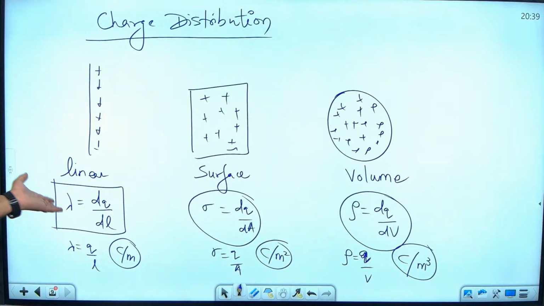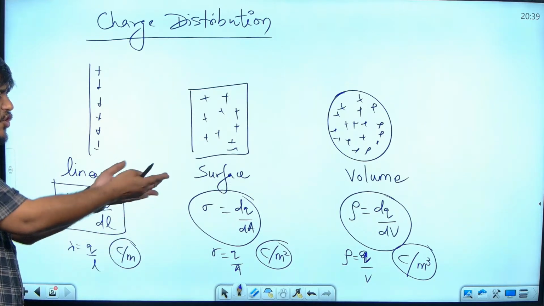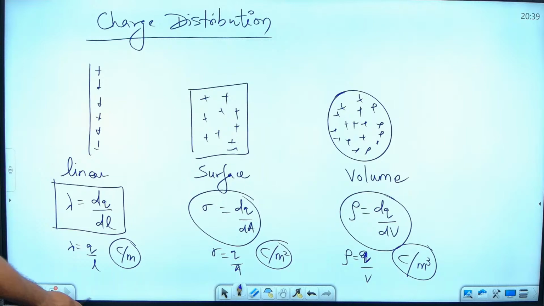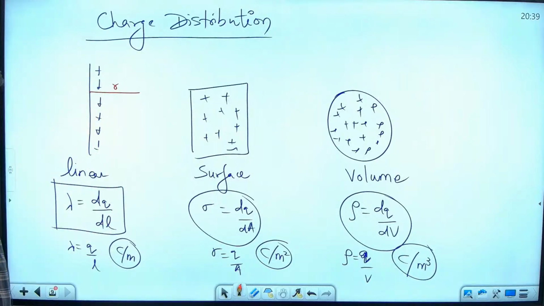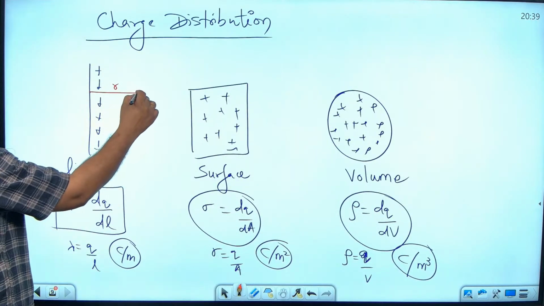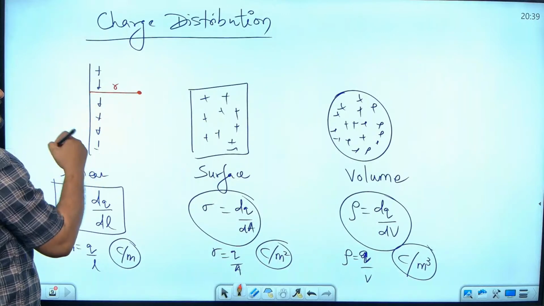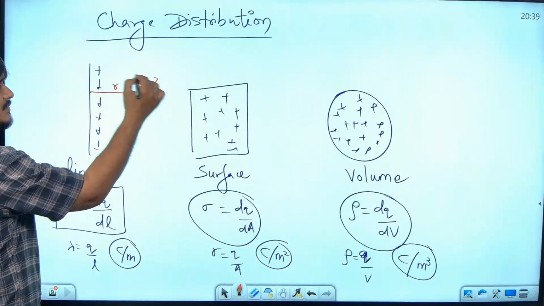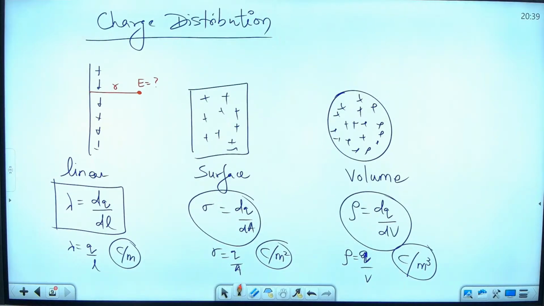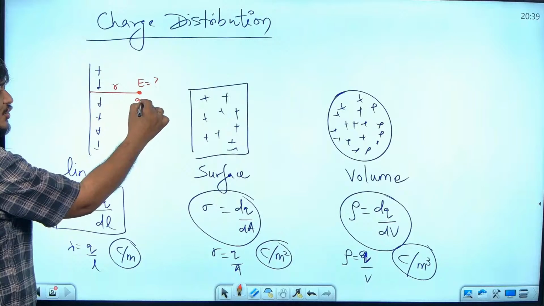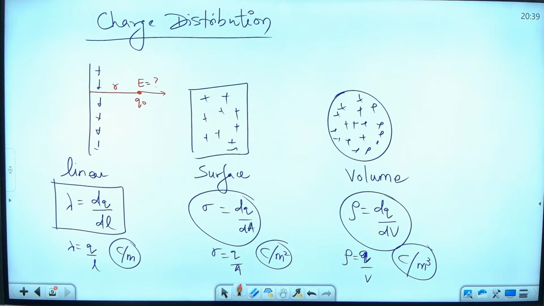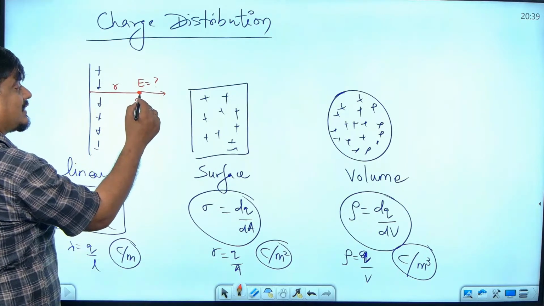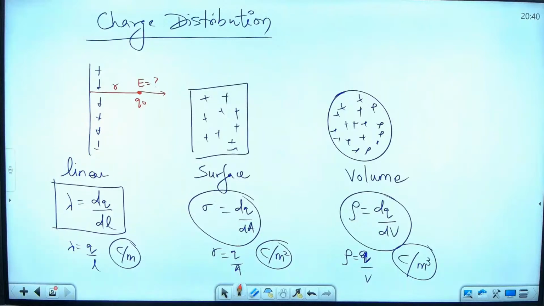Now you may ask why you have taught like this. You can write simply q by L, q by A, q by V. No. See, sometimes what they will tell, please pay attention guys. Sometimes they will tell, if you go some r distance away from it, what is the electric field at this point? Now, to find the electric field, I'll keep a test charge q0. I know very well it will be having an outward direction because plus is repelling. But how to find that? The formula is E is equal to kq by r square. But we don't know the q value here, the distribution, isn't it?